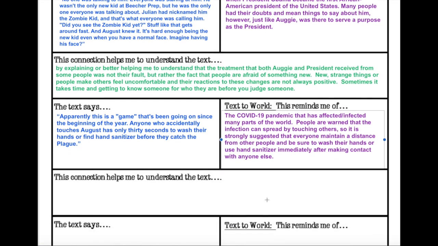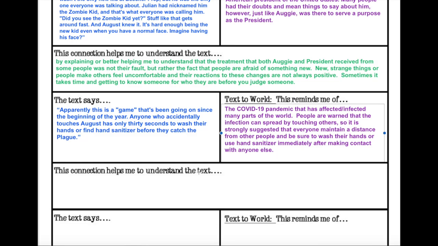And just like with last week, I want you guys to go ahead and complete the third part of the we do. So I already put the evidence. I wrote down what the connection reminded me of in the world. Now you need to write down what this connection helps me and you to understand while we are reading the text.